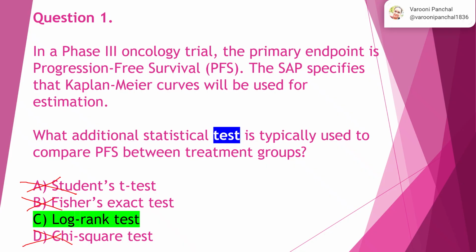Now here the reason is we are having Kaplan-Meier curves. So it's obvious that you will have a number of time points and you will have the progression-free survival, the estimation of how the patients have survived, right? So these three options are not correct. So the correct answer is the log rank test, which is typically used to compare progression-free survival between two treatment groups.